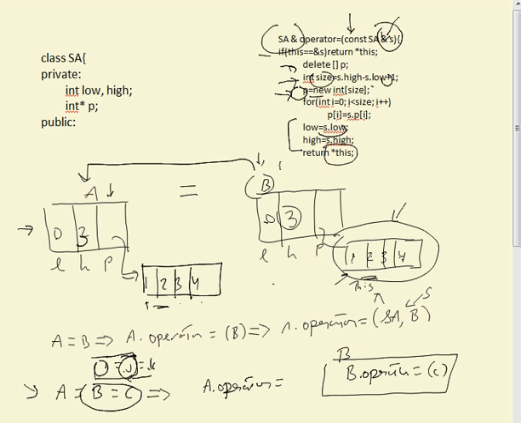So in order for that to happen, in order to get that chaining, if you look at what the parameter is, the parameter has to be a name, it has to be a reference.